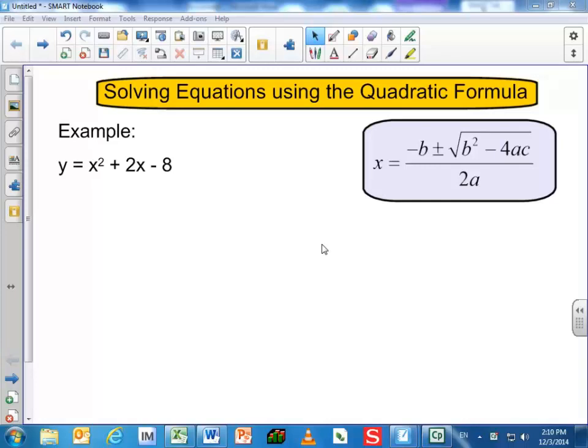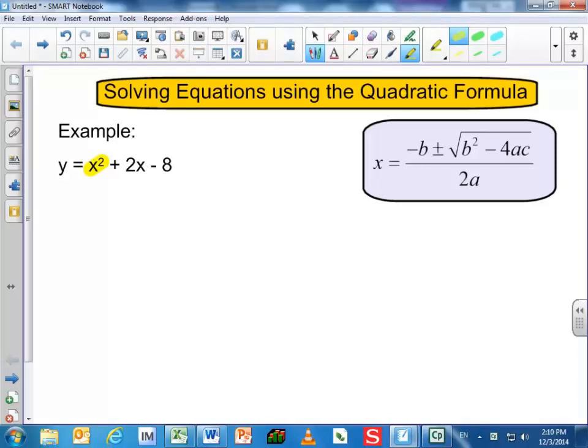Today we're going to use the quadratic formula to solve quadratic equations. Any equation that's a quadratic equation is going to have an x squared in it. What you'll notice here is right here we have an x squared. That means that this is going to be a quadratic equation. And when we graph it, from the previous chapter, we know that that will make a parabola.